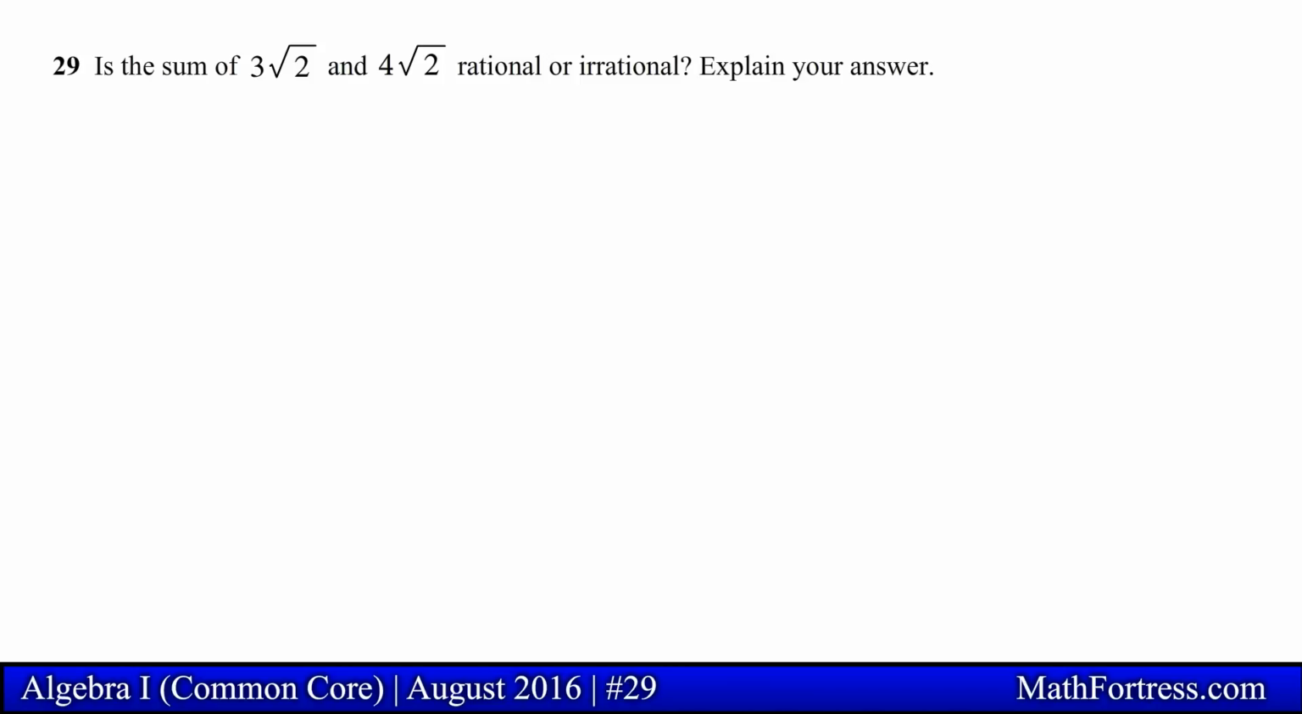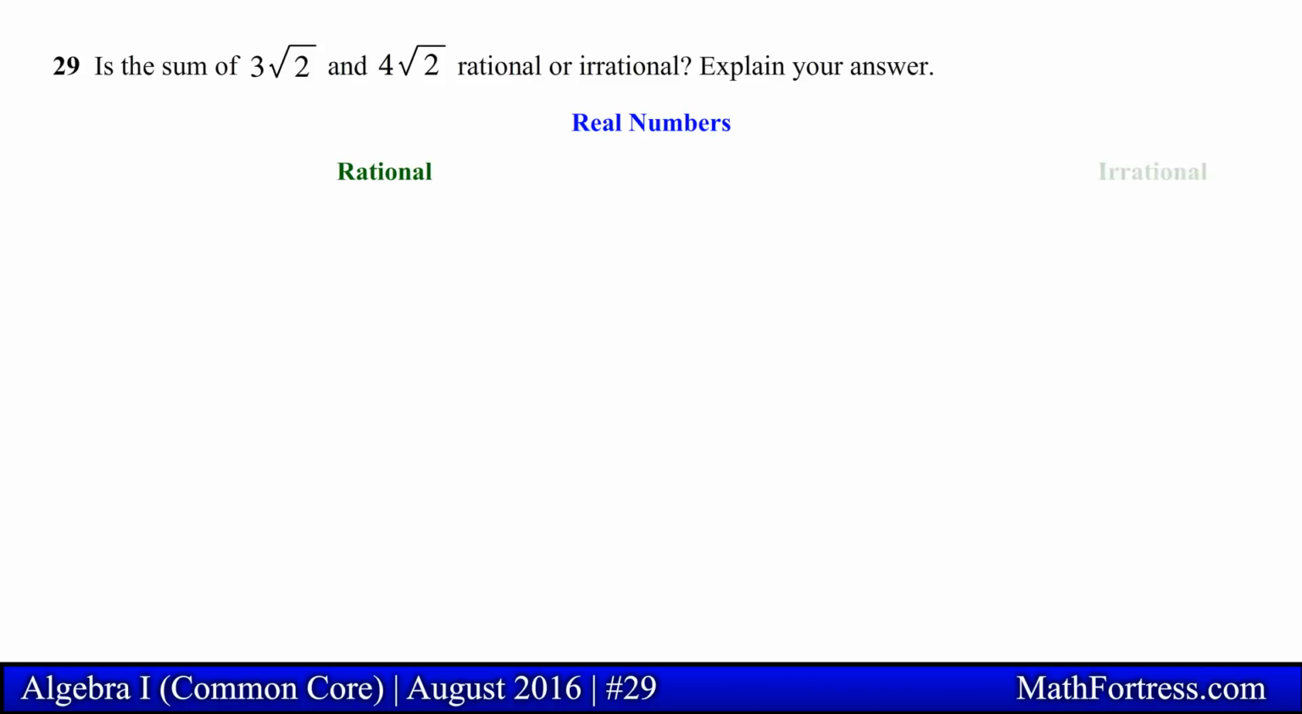In this problem, we are asked to determine if the sum of these two numbers is rational or irrational. We also need to explain our reasoning. Recall that the real number system is broken up into two sets of numbers, rational and irrational.